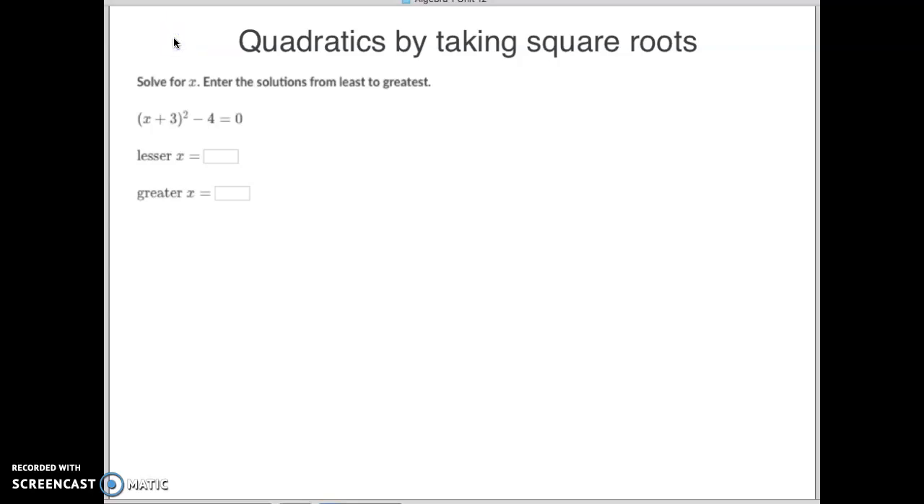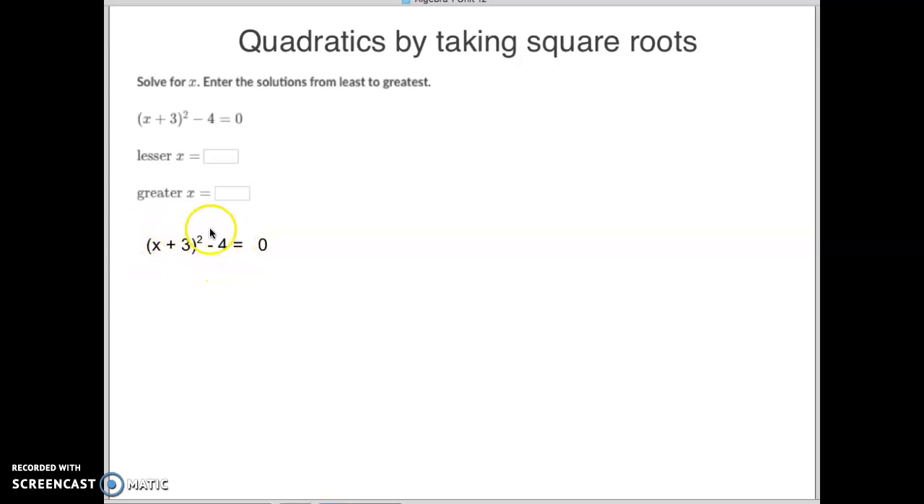Hey, intermediate algebra students. This Khan Academy exercise is called Quadratics by taking square roots. Not too difficult, just a few steps. I'm going to take this equation right here. We have to find the smaller and the greater value, or the x-intercepts, or the roots. So I'm just going to copy that equation down right here.